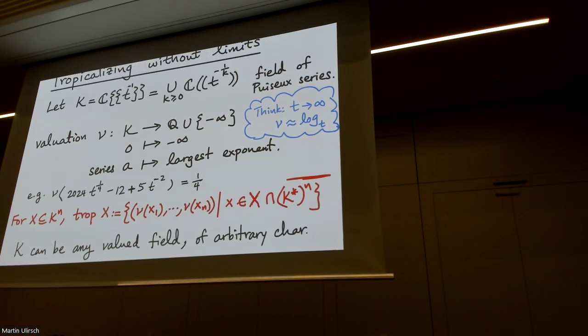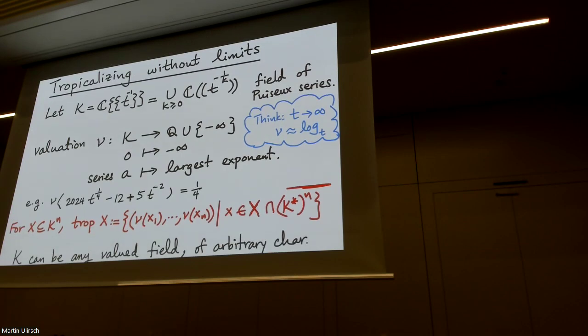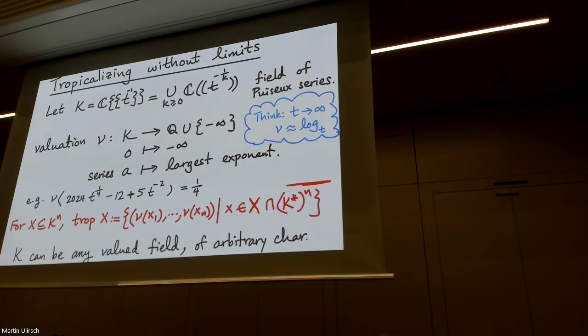Another nice thing about this definition is that you are no longer tied to the logarithm and complex absolute value. You can start with any field with a non-Archimedean valuation, like for example p-adic fields, which I heard a lot of people in Frankfurt are interested in. So you can tropicalize with other valuations as well.